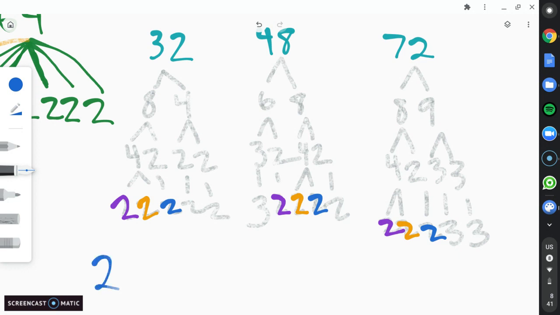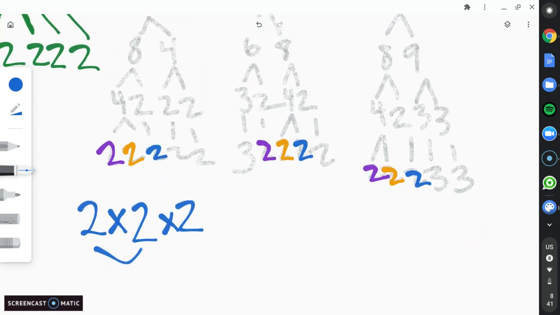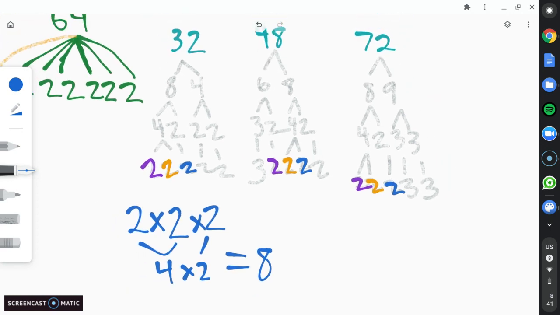Let's multiply all the numbers together. Again, you are wrong if you say three times two, because it's three twos. That is not correct. We're multiplying them all together. Two times two times two. Two times two is four, times 2 equals 8. So your greatest common factor here is 8.